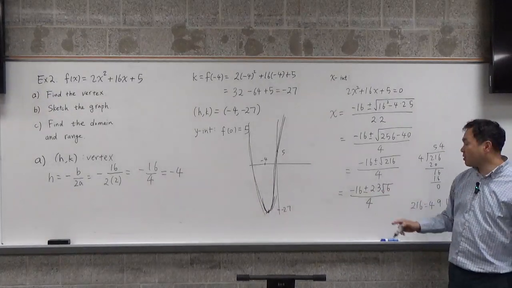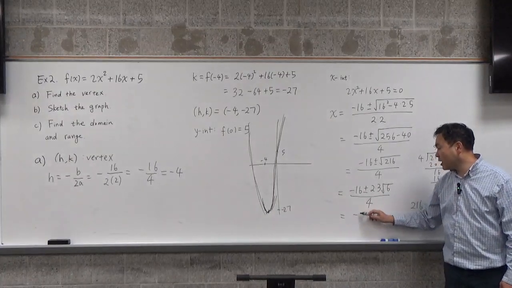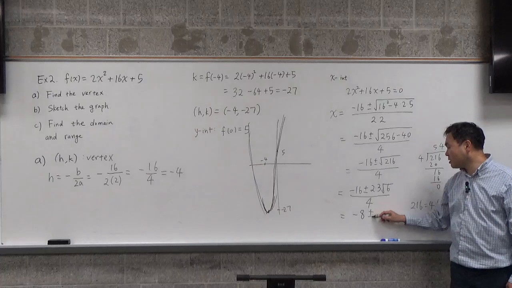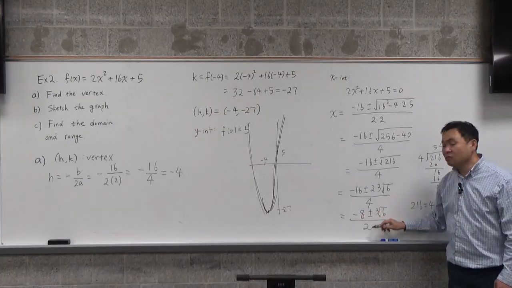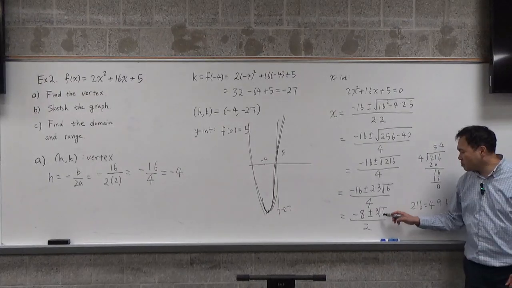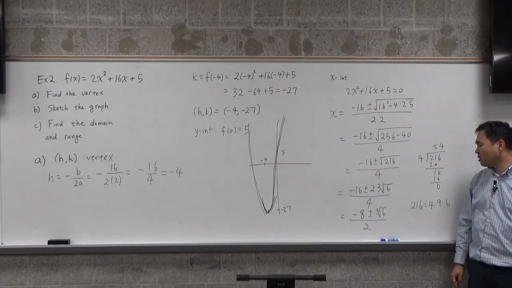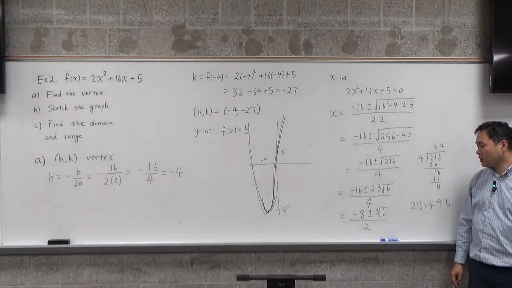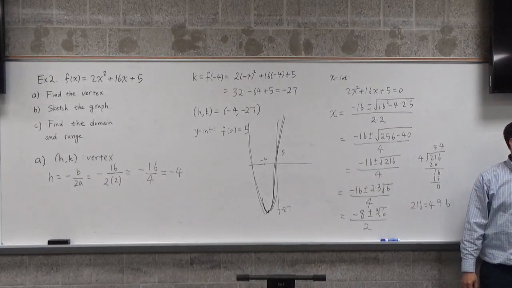And then you can further divide top and bottom by 2 because everything is divisible by 2. So you get negative 8 plus minus 3 square root of 6 over 2. These will be your x-intercepts. Now, if you do the positive one, square root of 6 is about 2.4. 2.4 times 3 is about 7. So this is about 0.5, I think.